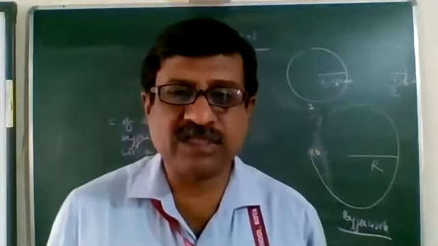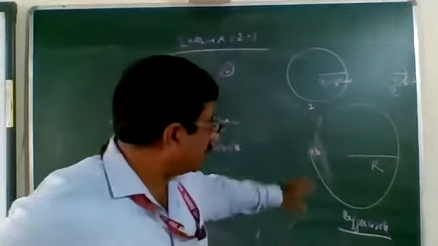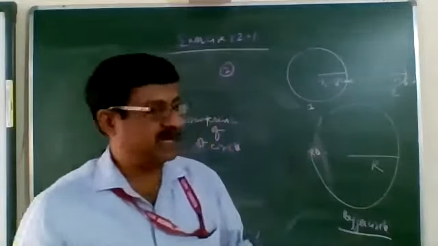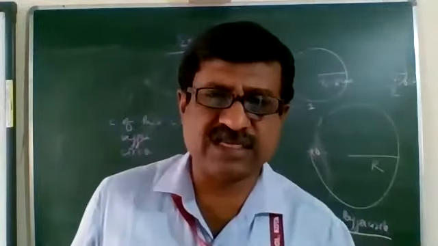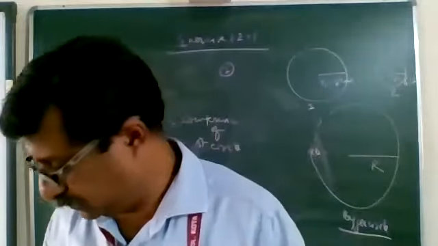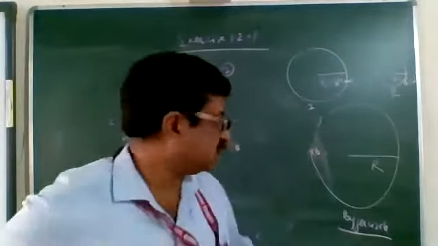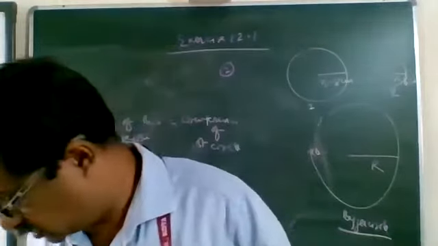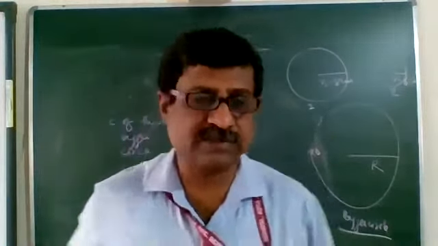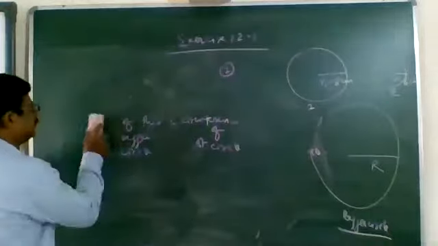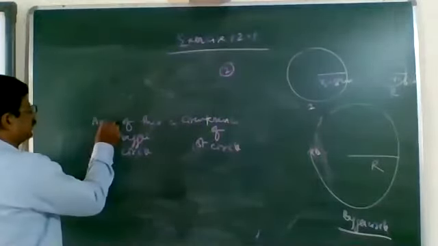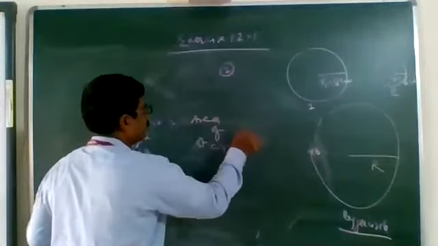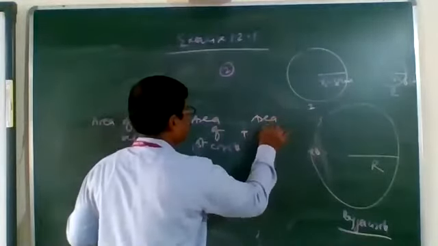We have to find out the radius of another circle. We have considered the bigger circle whose area is equal to the sum of areas of the other two circles. See the condition? Find the radius of the circle having the area equal to the sum of areas of the other two circles. This time the circumference is not given. What is given? The area of this bigger circle is equal to the area of the first circle plus the area of the second circle.